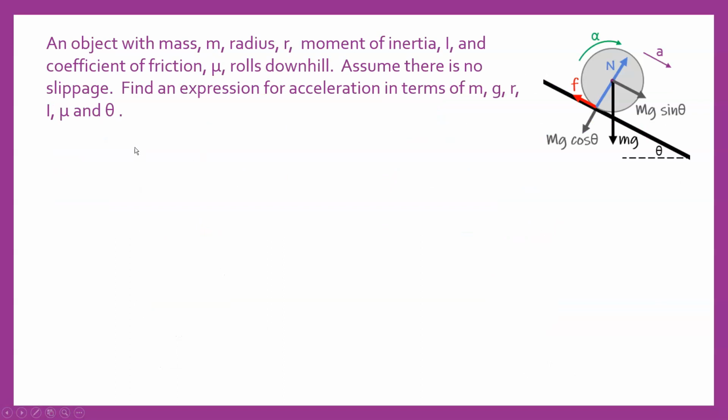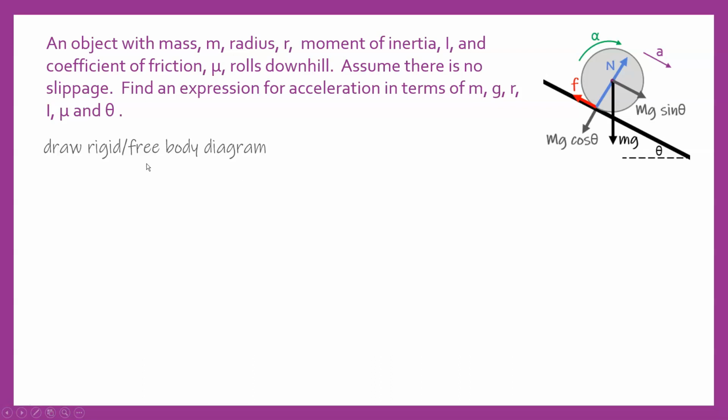Let's take a look at this quantitatively. An object with mass m, radius r, moment of inertia I, and coefficient of friction mu rolls downhill. Assume there's no slippage. Find the expression for acceleration in these terms. So here's a physical sketch of the situation.